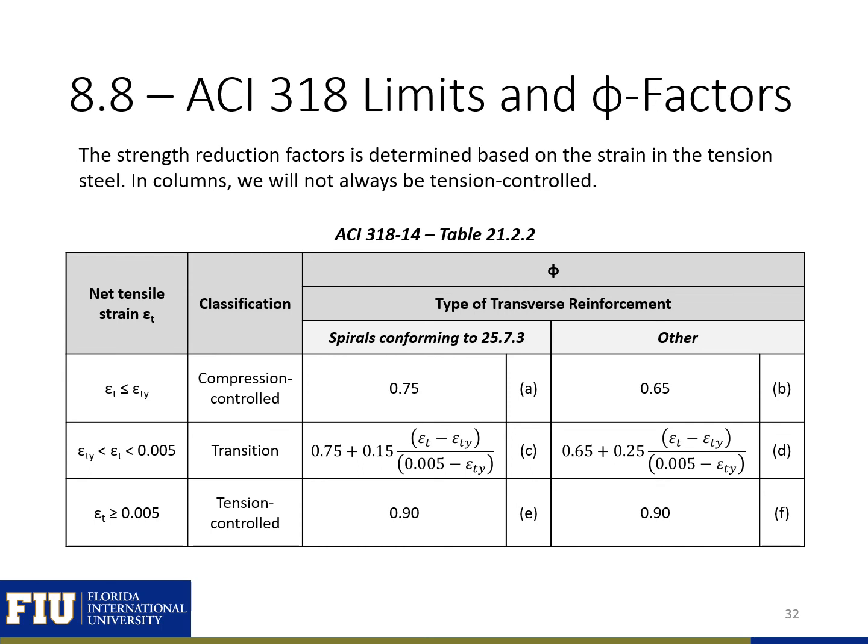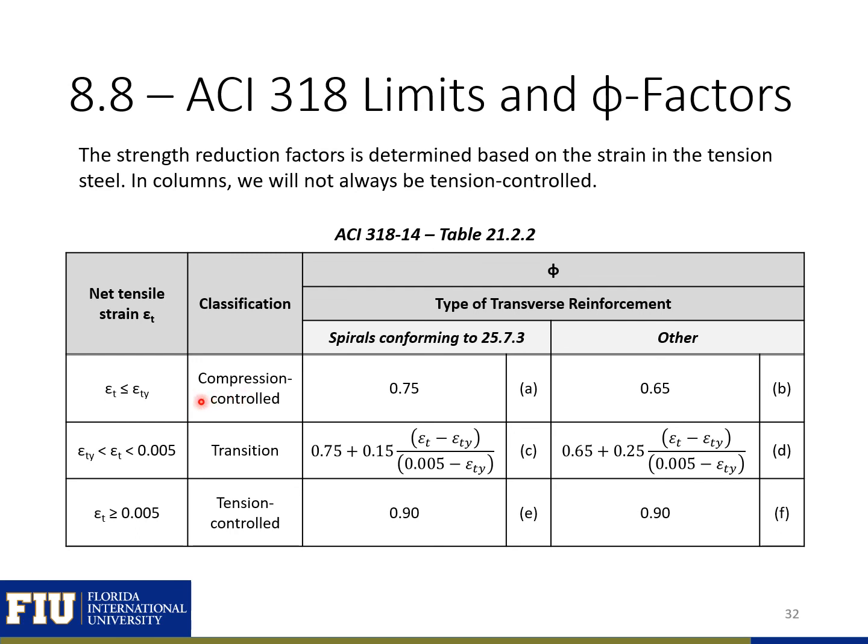The other point to highlight here is the ACI strength reduction factors. These reduction factors are going to be dependent on the strain in our tension steel. In our flexure members, we're almost always going to be tension controlled, so we will almost always have a phi of 0.9. In our columns, because we're adding axial compression, it's much more likely that we have a steel strain at failure that's less than our 0.005. So we can be in the transition or even the compression controlled region for columns.